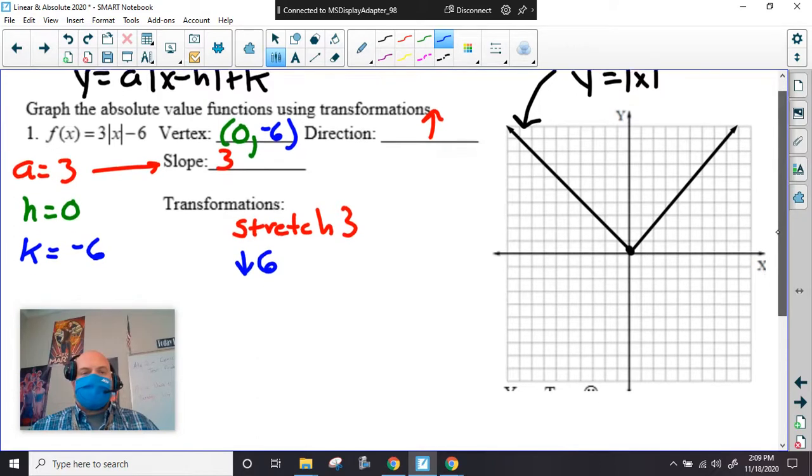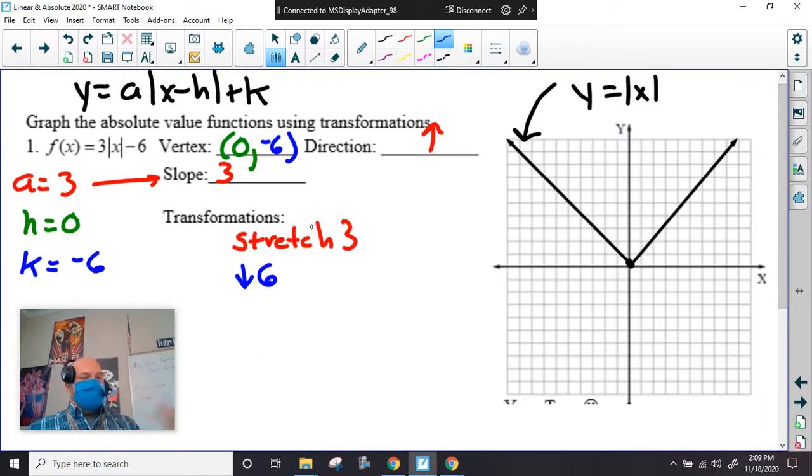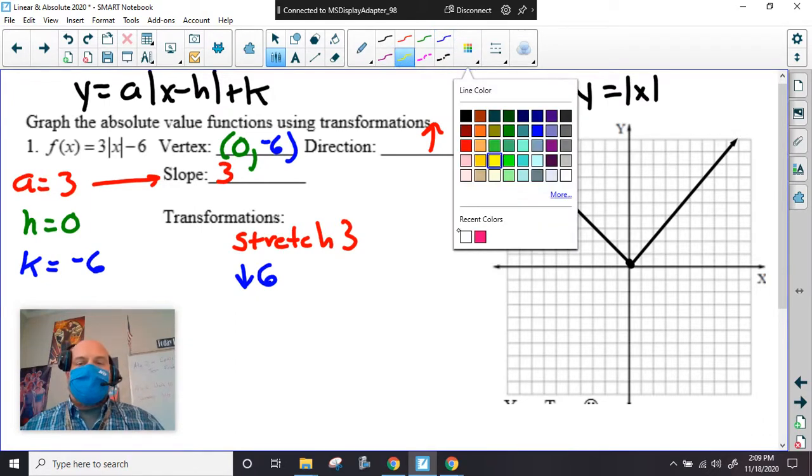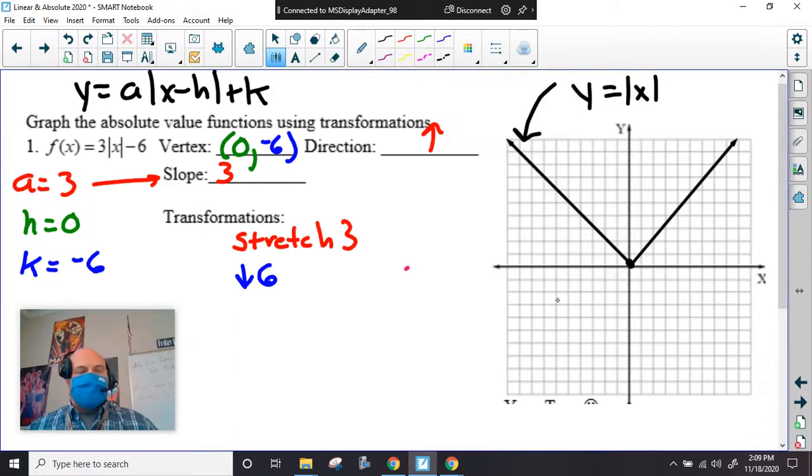Now, all this information is good here, but let's put it to where it's visible, okay? So I'm gonna use this hot pink color. I'm gonna go to 0, -6, and make my dot for my vertex. So 1, 2, 3, 4, 5, 6. All right, so there's my vertex right there.